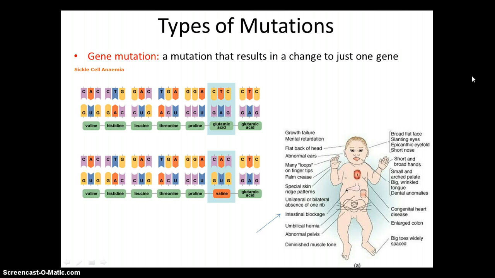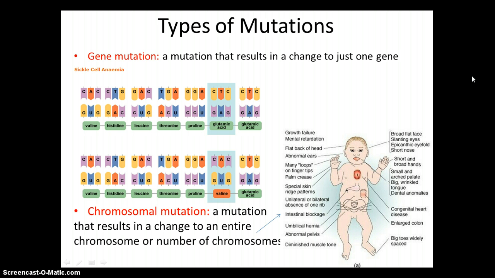People with sickle cell anemia have red blood cells that are shaped like half moons. And that causes a whole lot of problems for them, including blood clots and anemia, which means that your cells don't get enough oxygen.